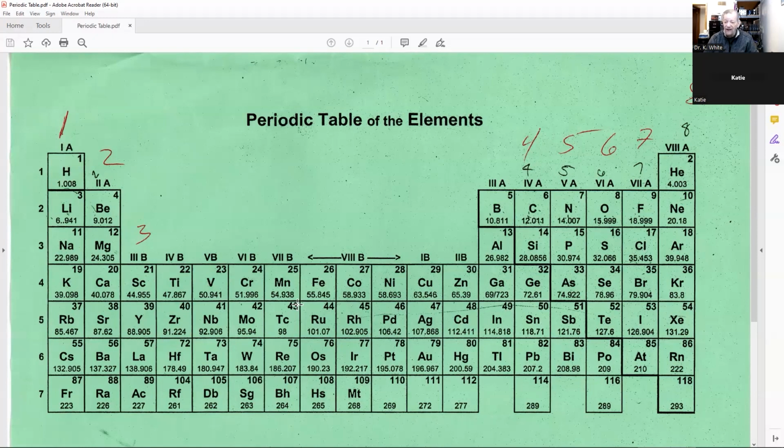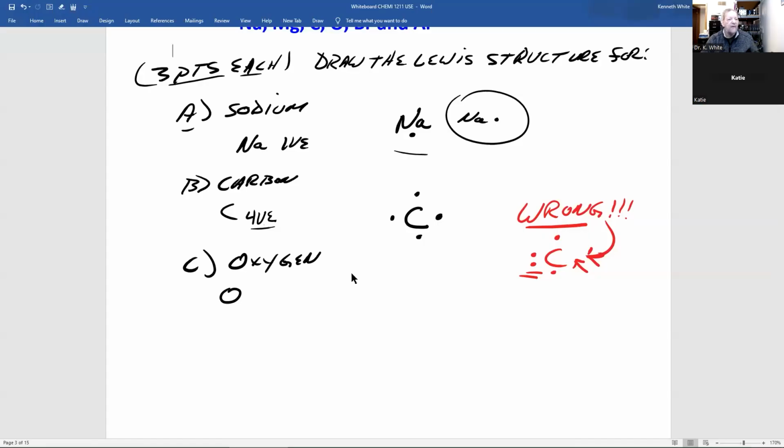All right. Oxygen, right here. You look at the top, not the atomic number, but the top, and you see the Roman numeral VI, which most of you don't know means 6. And I wrote down in red 6. So oxygen has 6 valence electrons. But you have to write the Lewis structure. So it's your turn. Remember, one dot on each side before you double up.